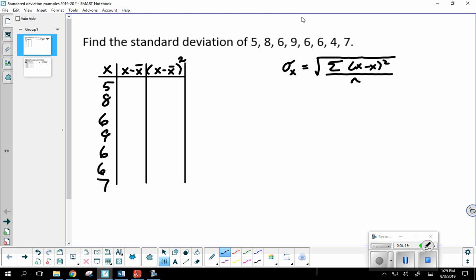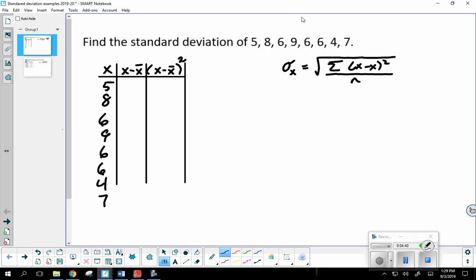Okay. Well, what's that mean, x with that bar above it? Oh, did I forget one? Oh, went right past it. 6, 6, 4, 7. There we go. So what's that refer to if it has the bar above the variable? That's the mean. That's the average.